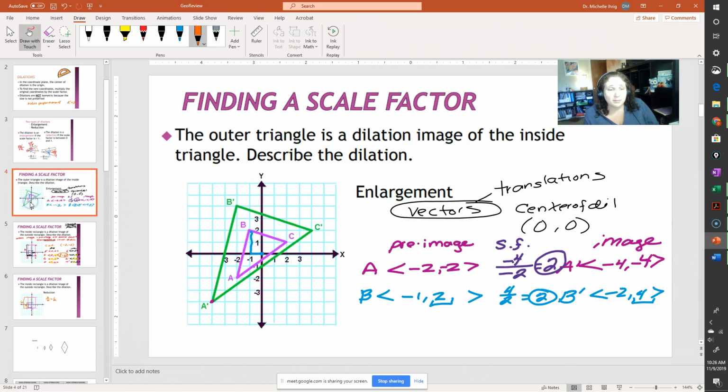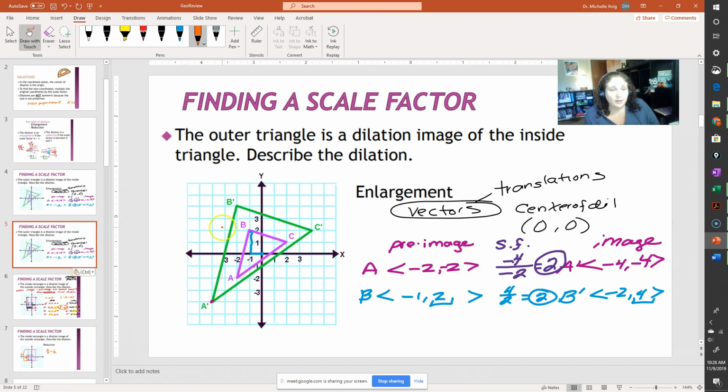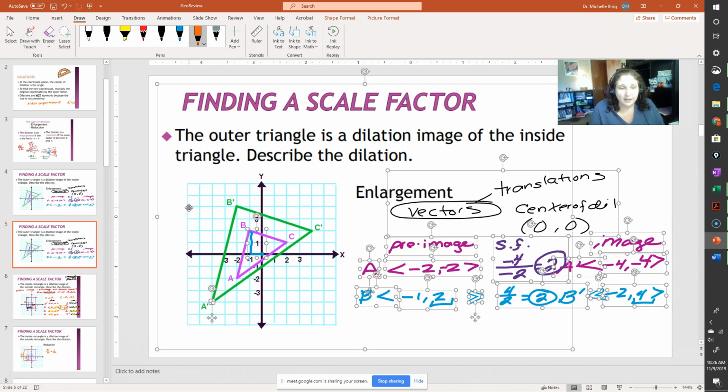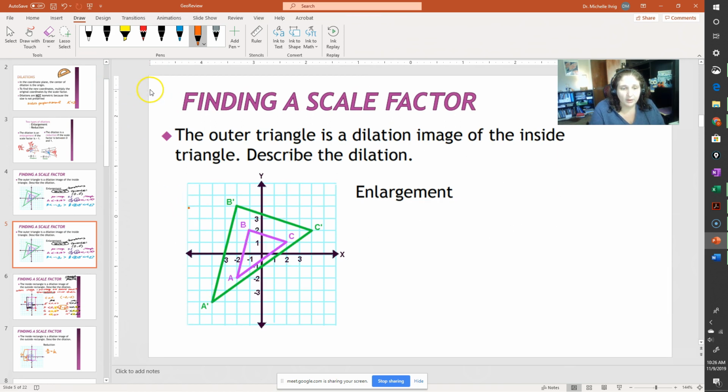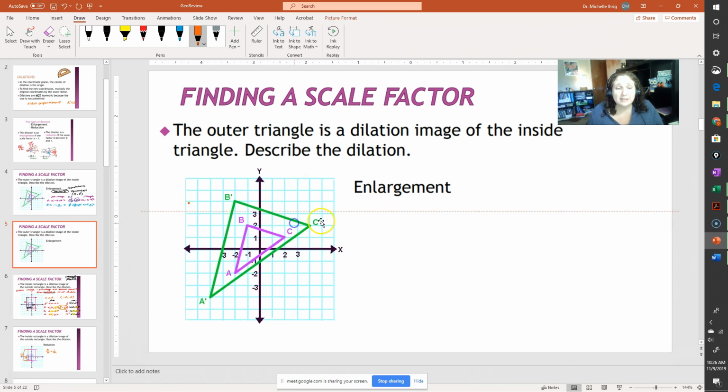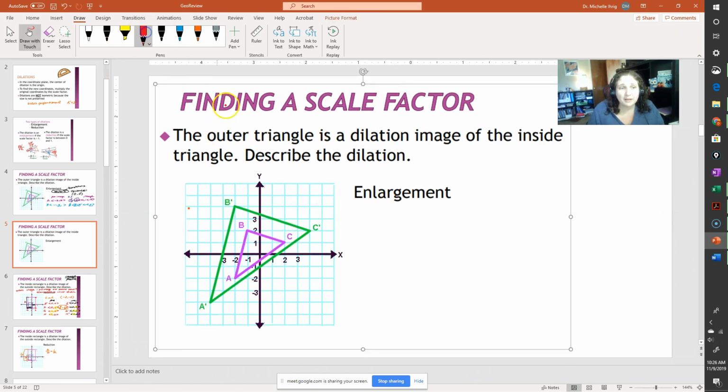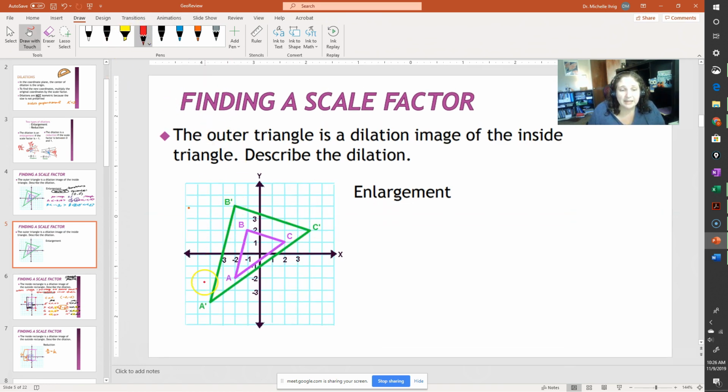In this problem, though, it's not as easy to do that because it doesn't line up perfectly. None of these points can I easily count how long it is from A to B. I can't count that. So that's why we have to look at the point values.